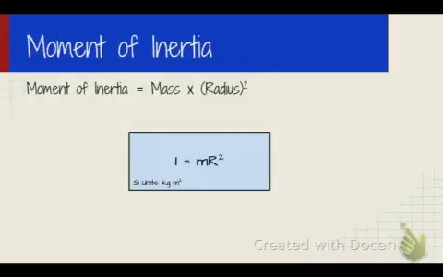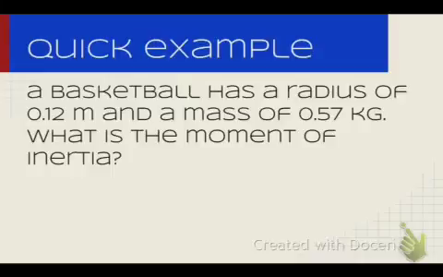Moment of inertia can be calculated using the equation I equals mass times radius squared. Looking at a quick example, a basketball has a radius of 0.12 meters and a mass of 0.57 kilograms. What is the moment of inertia?